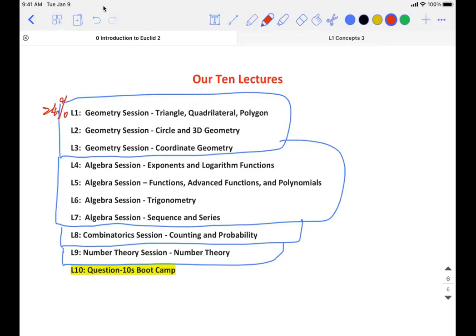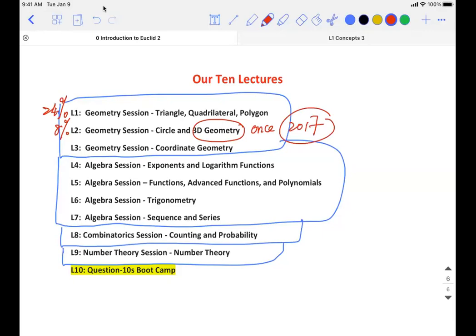Lecture number 2, we're going to talk about circles and 3D geometry, that is 8%. Here I want to give you a highlight. 3D geometry, even though it is extremely important for AMC 10 and AMC 12, in Euclid, it's not that important. In the last 20 years, it was only tested once, in the year 2017. There's only one problem from 2017 that tested 3D geometry.